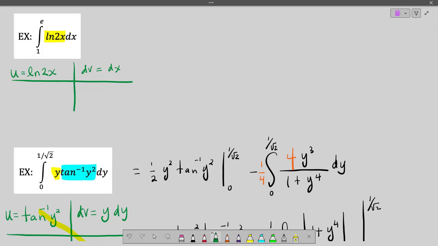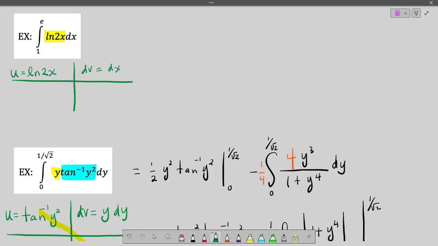So once again, there's no choice. We don't know how to integrate the natural log function, so we put it with the u, and then we differentiate it. That's the problem with that. What is the derivative of natural log? 1 over x.